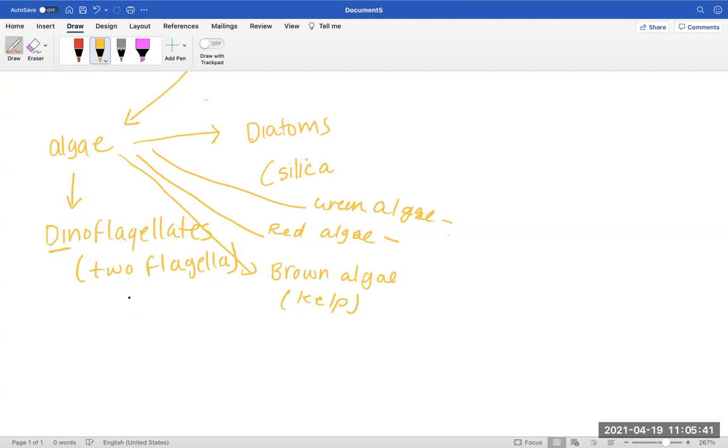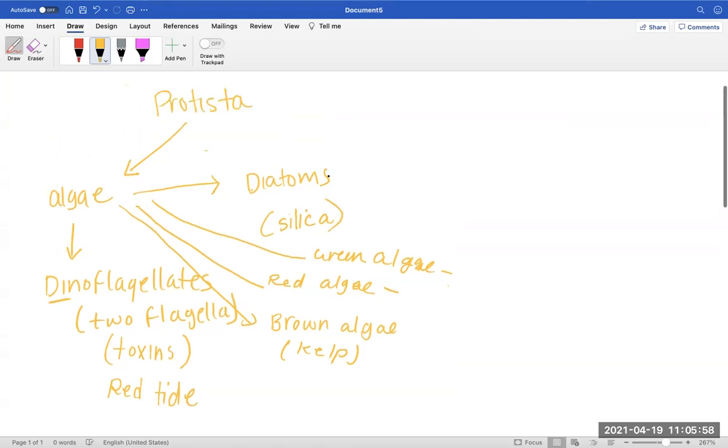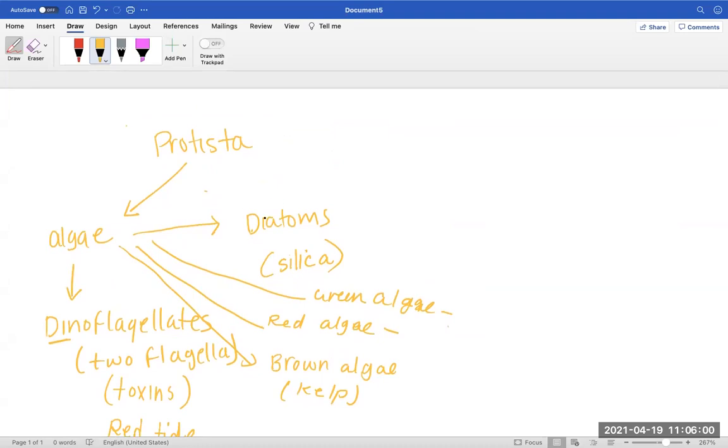Another thing about dinoflagellates, I want to say they produce toxins. They produce toxins and they can cause red tide. So that's the first group. For the second group of Protista, now we have molds, the water molds and the slime molds. That's the second group we're going to go over.